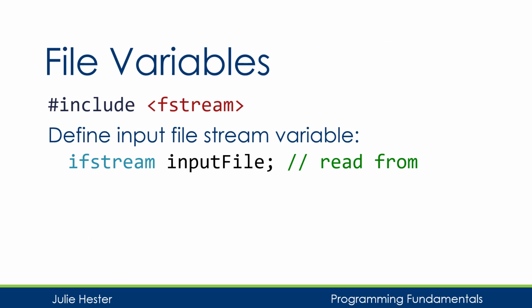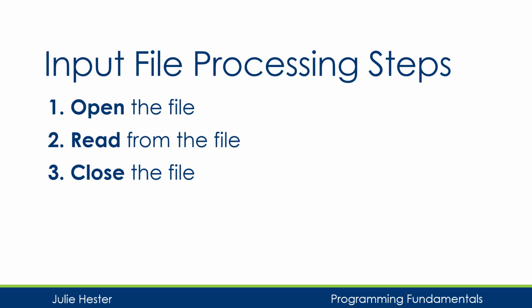When we work with files, we have to include the file stream library. So we'll include the header file ifstream. And in order to work with input files, we need to create an input file stream variable or data type ifstream. Here I've created one and I've named it inputFile. When we work with input files, we'll follow 3 basic steps. We'll first open the file and validate that it is opened successfully. We'll read from the file, and then we'll close the file.